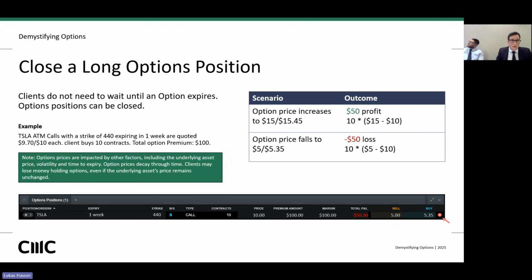In this example, we bought an option originally at $10, and then if the option price increases, let's assume that it goes to 15 at 15.45. So this is again the sell and the buy prices of an option. In that case, we would sell the option at 15 and realize a profit of 50. However, if the option price falls to $5 at 5.35, for example, then we would sell it at $5 and realize a loss of $50.